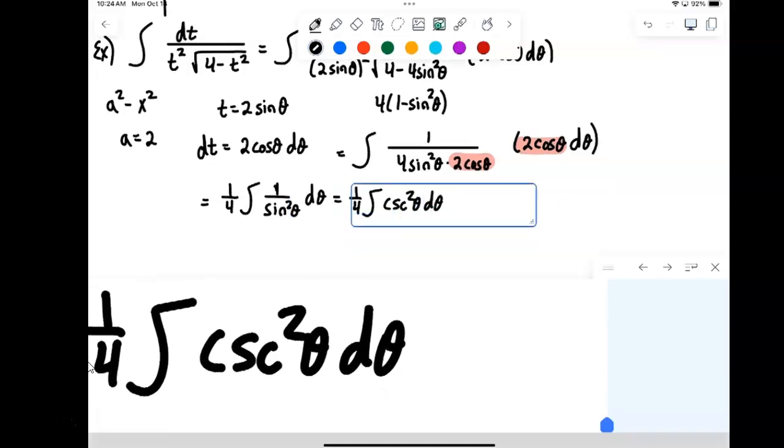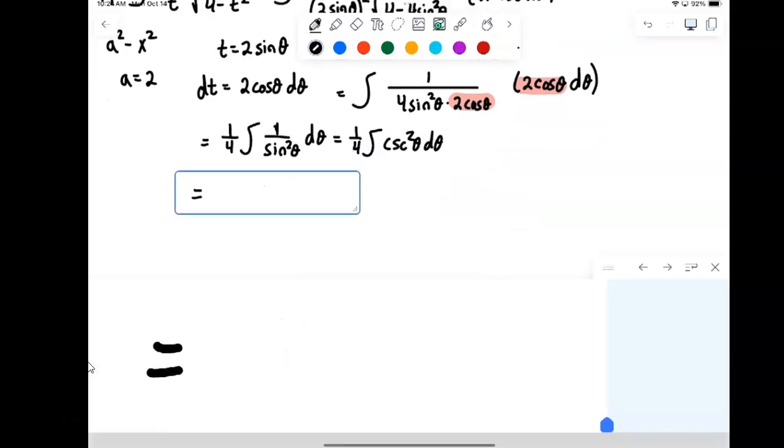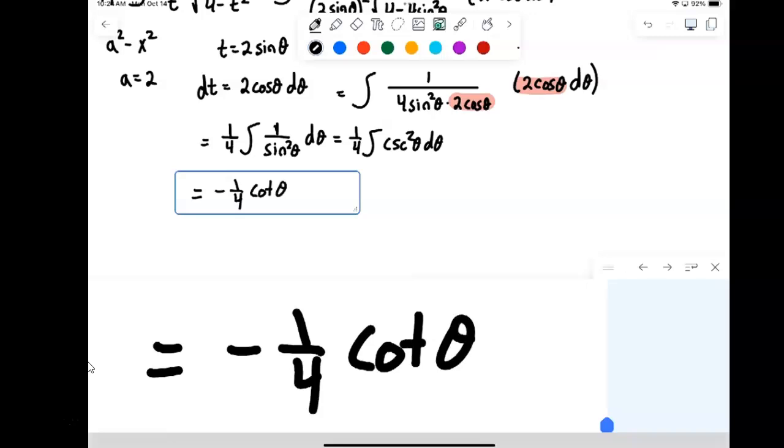And cosecant squared is one of those ones that we know the antiderivative of. So this will be negative 1/4 cotangent theta plus a constant. Okay, and then we're ready to do the work to convert from theta back to t.